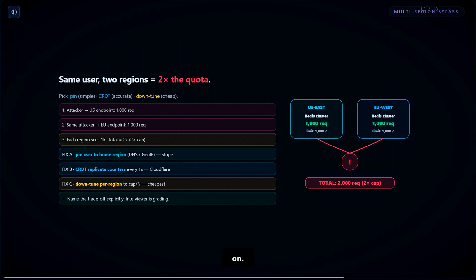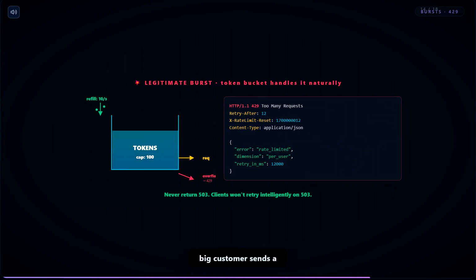Disaster 3. A legitimate big customer sends a sudden burst that they will pay for. You do not want to reject them outright. Token Bucket handles this beautifully. Their bucket capacity is, say, 100 tokens, refilling at 10 per second. Idle for a minute, they have a full 100 to spend in one burst. After that, they are rate limited to the refill rate.